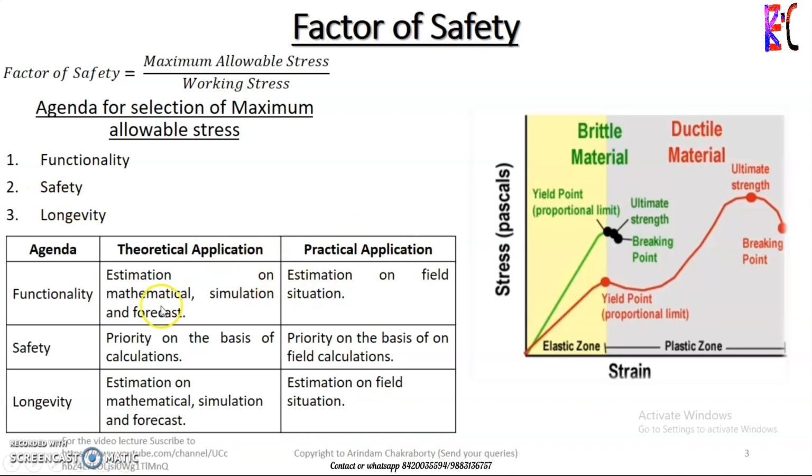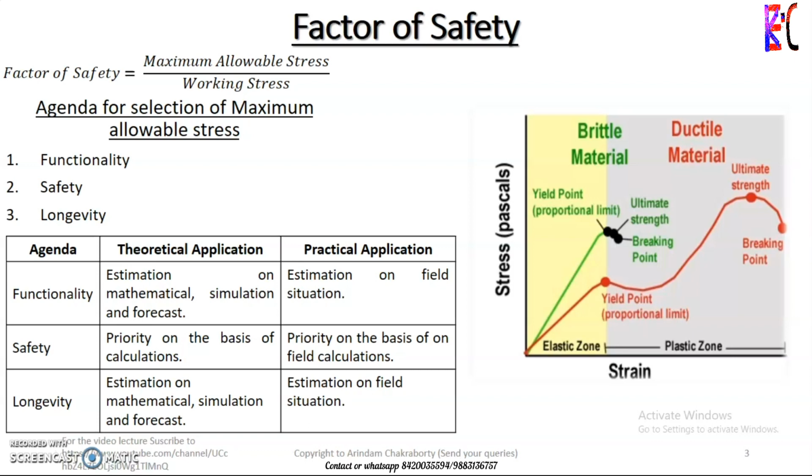So as I was telling you, the estimation is done in terms of the field situation. So what do you mean by field situations? How many types of fields are there, how will you work in the field, how will it work in the field? Does it need twice the stress? That means the maximum allowable stress should be twice the working stress or thrice. That completely depends on the functionality.